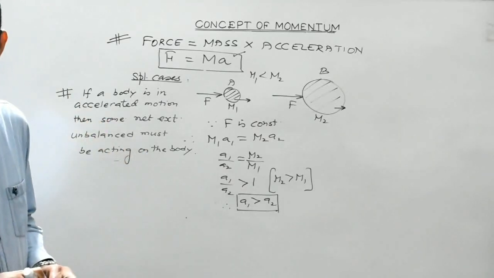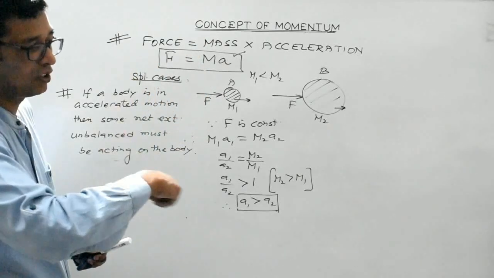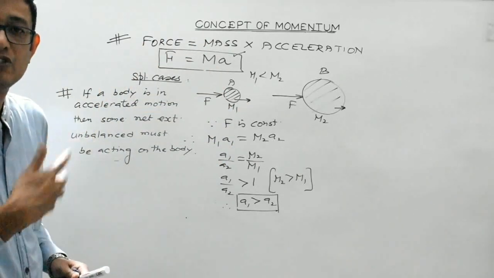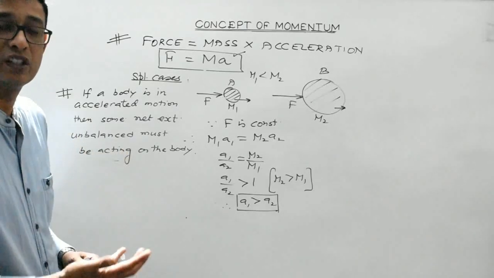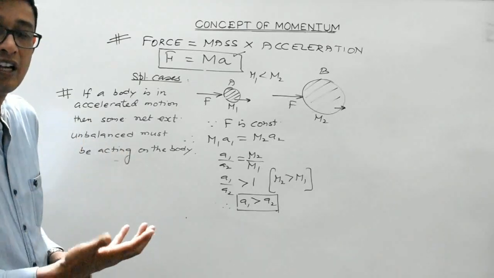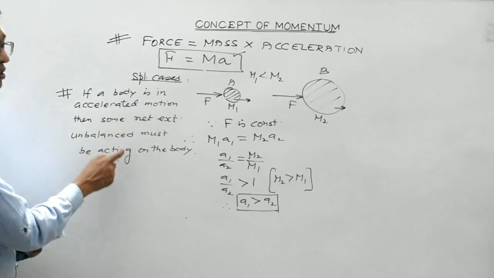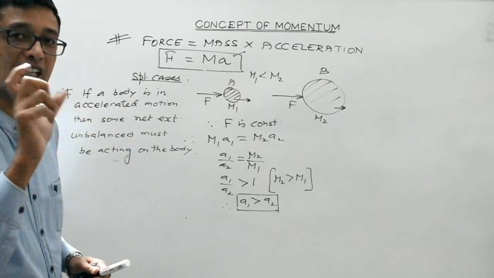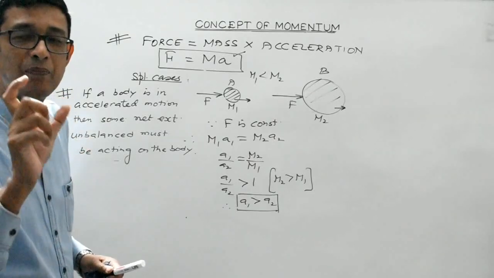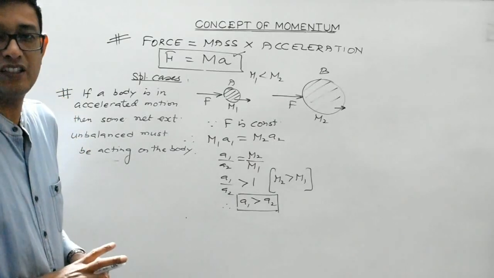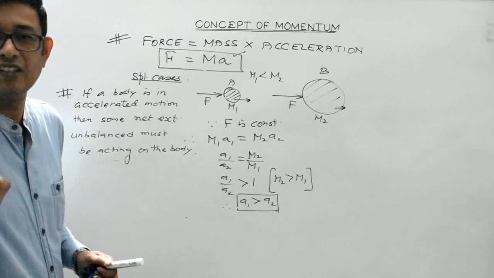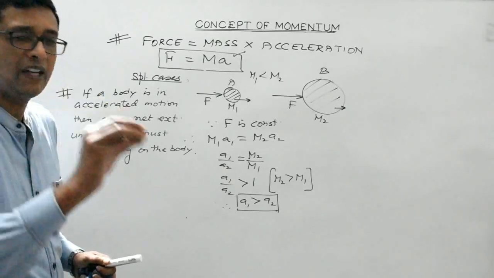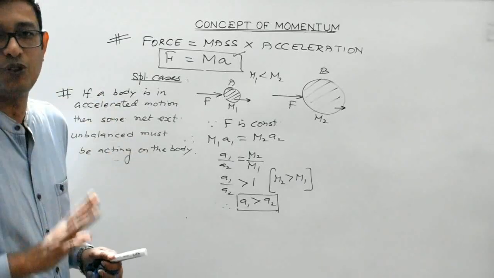Clear, students? Even if a body is moving along a circular path with constant speed, it is still changing its direction continuously. So it is a case of accelerated motion, and in the case of accelerated motion, some force is acting on the body. And in the case of a circular path, that force is known as centripetal force. Isn't it? So whenever a body is in accelerated motion, then some net force must be acting on the body.